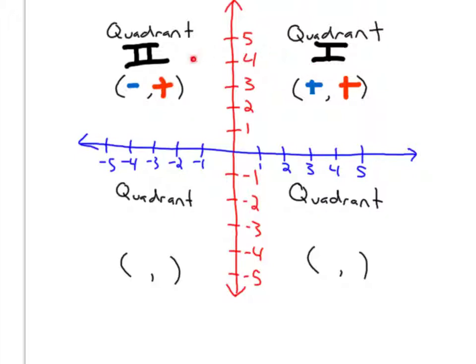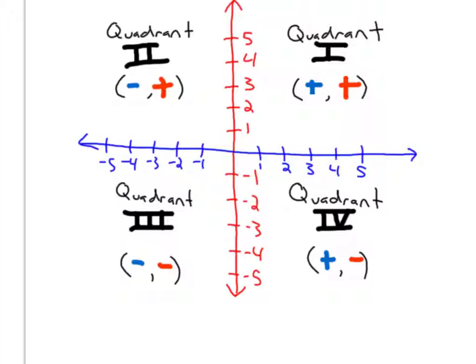Well, if we keep going counterclockwise, next up is quadrant 3. So we'll put a Roman numeral 3 here. This quadrant has negative x values and negative y values. Alright, and then if we finish up over here with quadrant 4, we'll put a Roman numeral 4. Looks like IV. And this has positive x's and negative y's.